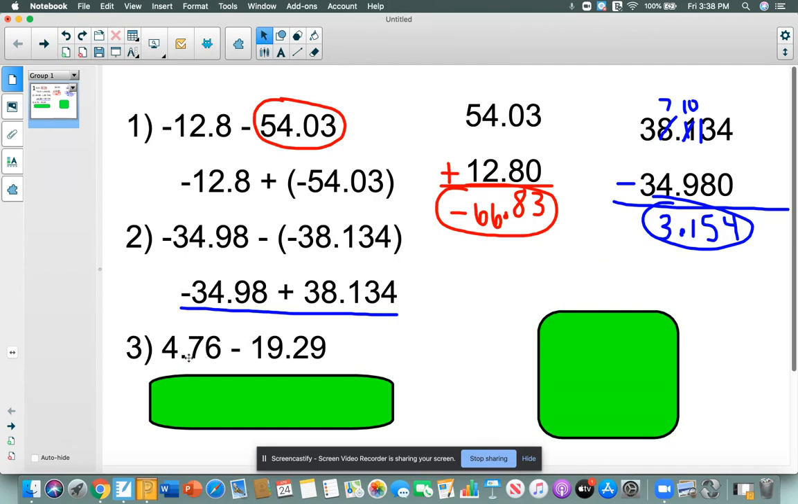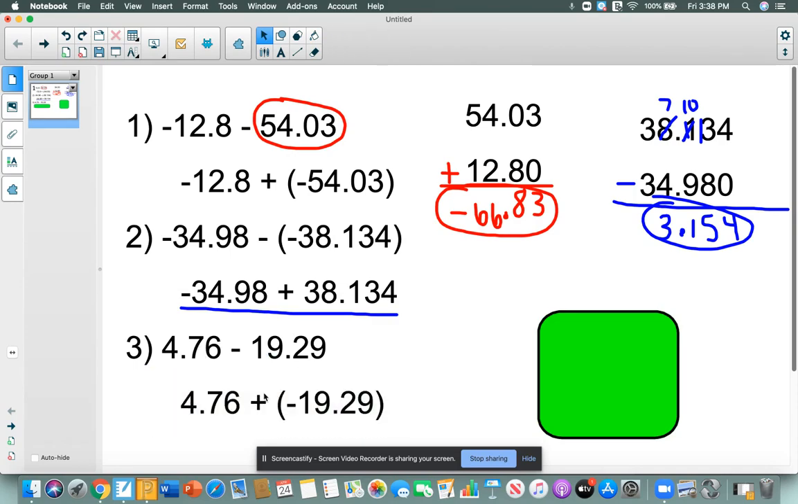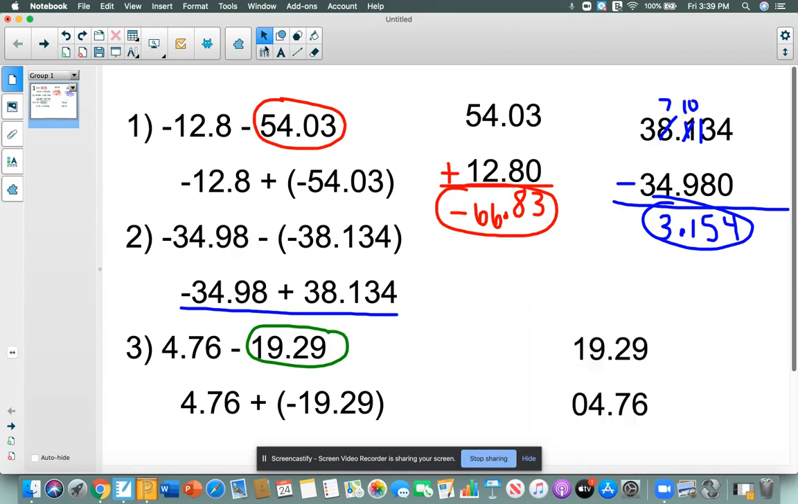Now, my last example, you might not have to do keep, change, change for this one, but I'm still going to practice it. Keep, change, change would give me keep the first number, change. We just changed the number, not the sign in front. So it'd be negative 19 and 29/100. And we're going to add that to a positive 4 and 76/100. Just like example number 2, I have 2 different signs. One's positive, one's negative. So I'm going to have to, you guessed it, I'm going to have to subtract.